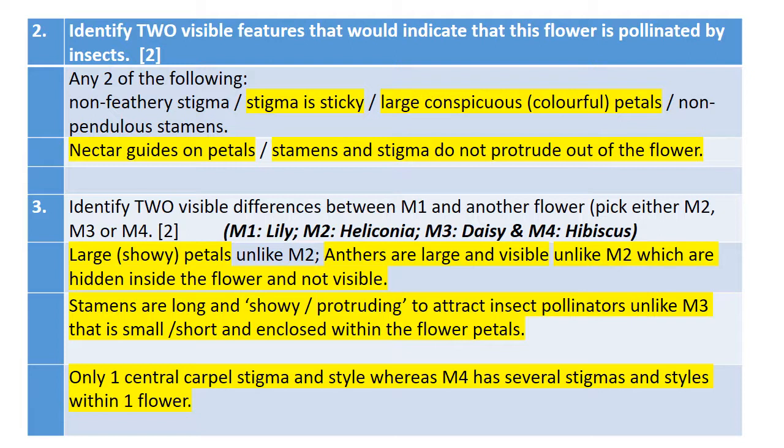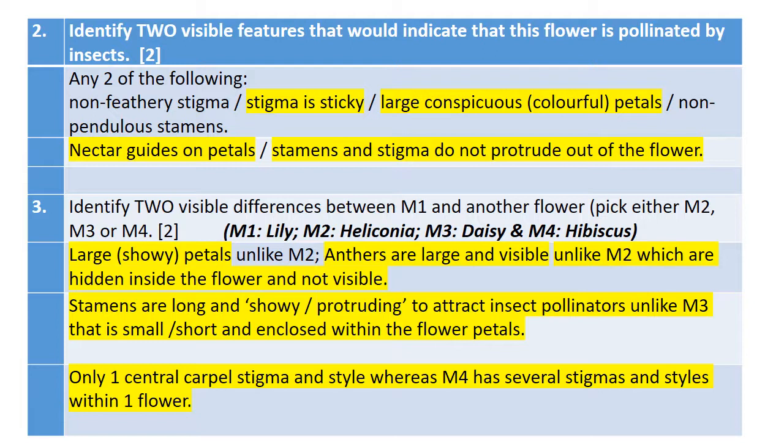Now the third question: identify 2 visible differences between M1, which is the lily, and another flower. This question depends on which flower you are comparing with. If you compare with heliconia, daisy or hibiscus, you need to name which flower you compare with. If you compare lily with another flower, for example daisy, the flower is much smaller.